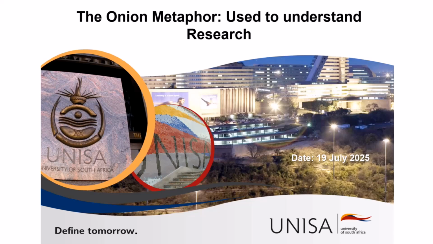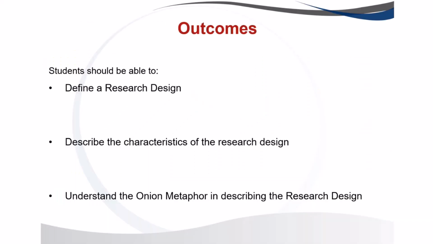But through this session today, we'll try to understand each one of these terminologies so that when we use them, we know that we are using them in a correct way. I've put some few outcomes there. The first one, definitely, is that we need to be able to define a research design. At least we'll understand what a research design is. I think most of us are familiar with the research design, and also describe the characteristics of the research design. In other words, all those components that are there in the research design.